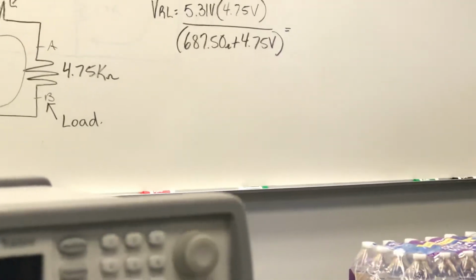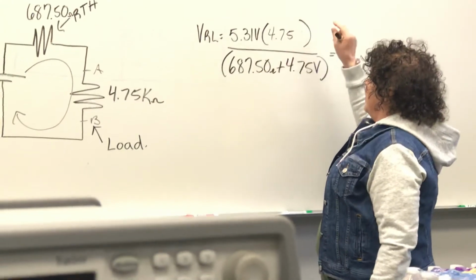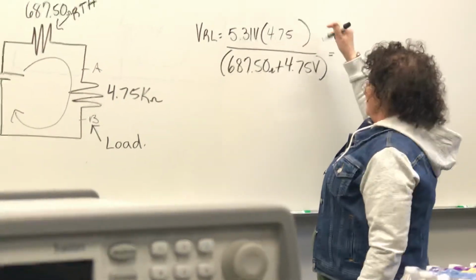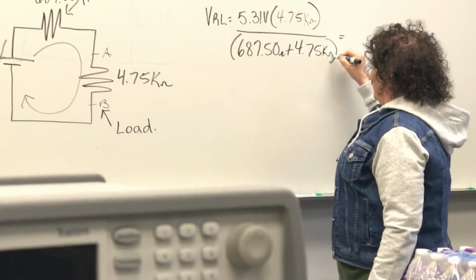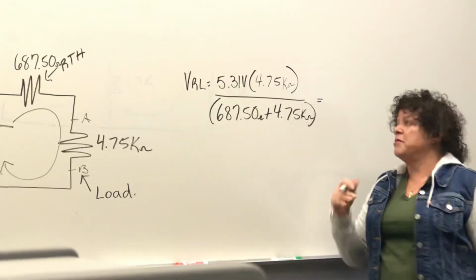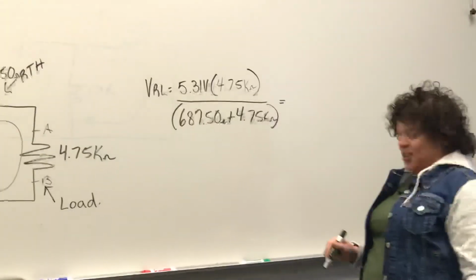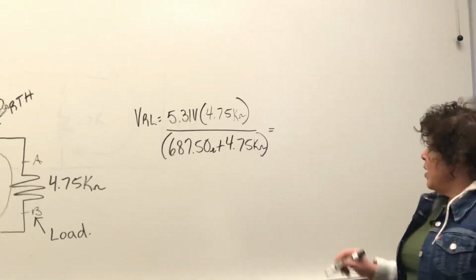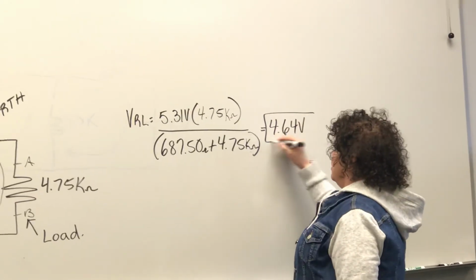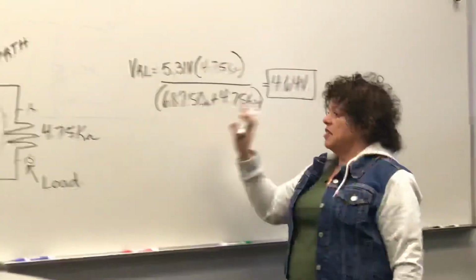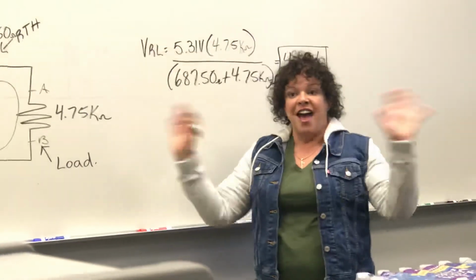Should be 4.75 K ohms, not volts. You're putting volts in everything. I know that you probably thought I put volts there, but I was just testing you guys. So you should get 4.64 volts for the voltage across the load within the Thevenin equivalent circuit. Have fun!